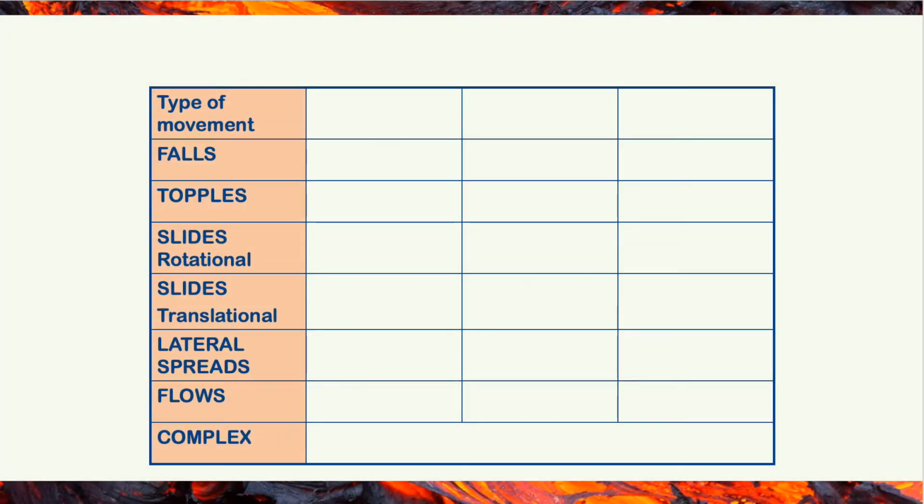So this is a common classification of landslides, looking at the type of movement. So we can talk about falls or topples, rotational slides. We can have translational slides which move sideways. We can have lateral spreads, flows, or complex, where we have one or two or more of these things occurring at the same time.